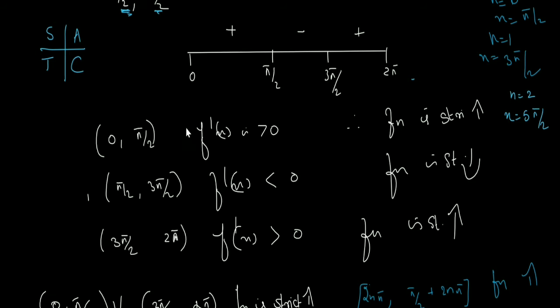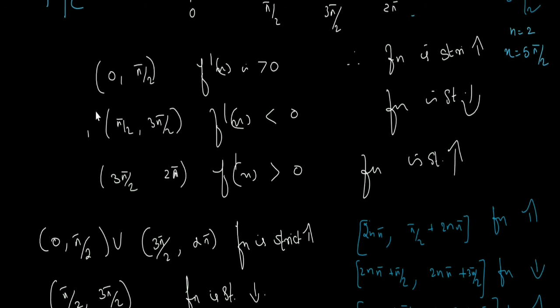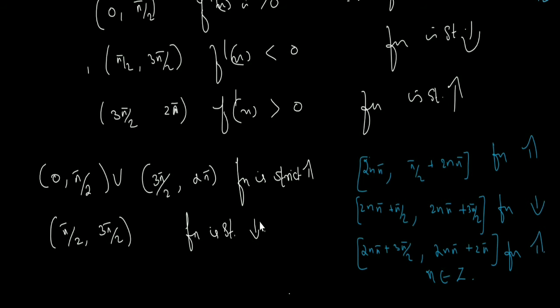And then pi by 2 to 3 pi by 2, f dash of x is less than 0. The function is strictly decreasing. I put the open interval, so write strictly. 3 pi by 2 to 2 pi, f dash of x is greater than 0, the function is strictly increasing. So finally the conclusion is: in 0 to pi by 2 union 3 pi by 2 to 2 pi, the function is strictly increasing, and in pi by 2 to 3 pi by 2 the function is strictly decreasing.